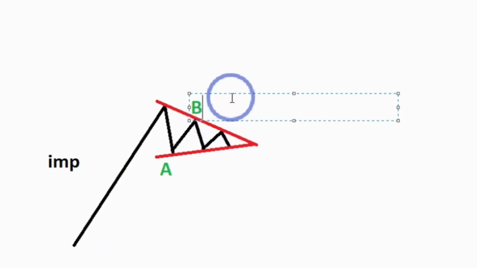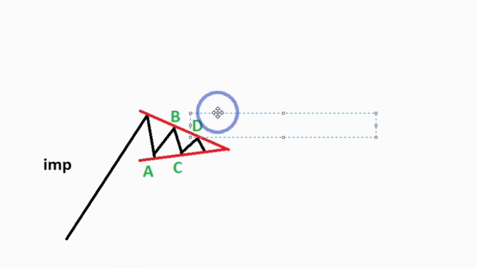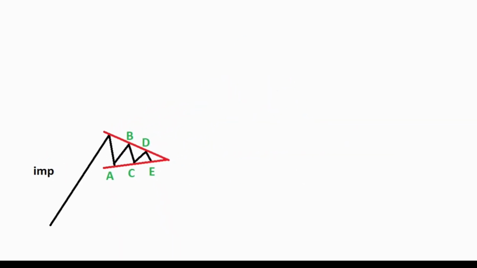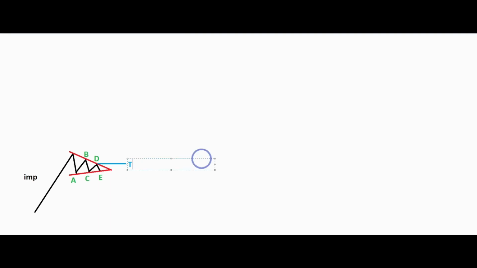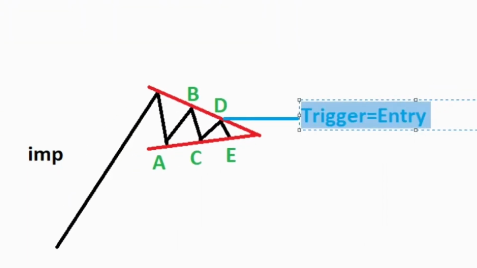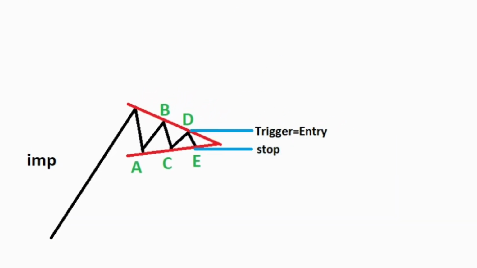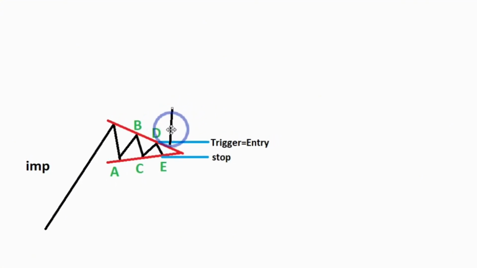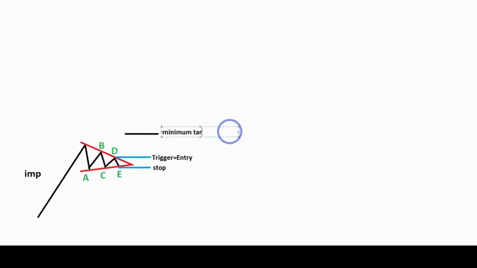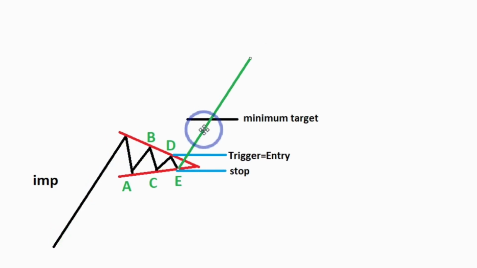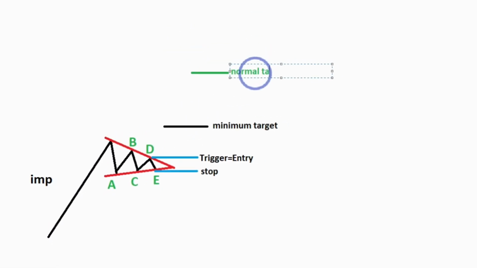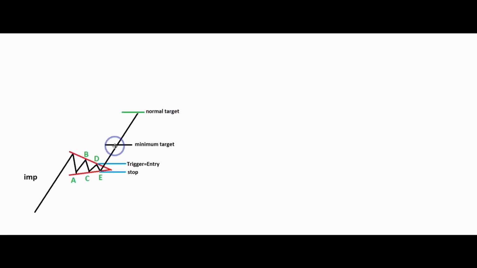In an uptrend, after an impulse move, in the corrective phase, when a converging channel is formed with a minimum of 5 touches, it's expected that the previous move will continue with a breakout above the ceiling at point D, which acts as the entry trigger. The stop loss is set, and the minimum target is the size of the triangle base, while the normal target is modeled based on the previous move.